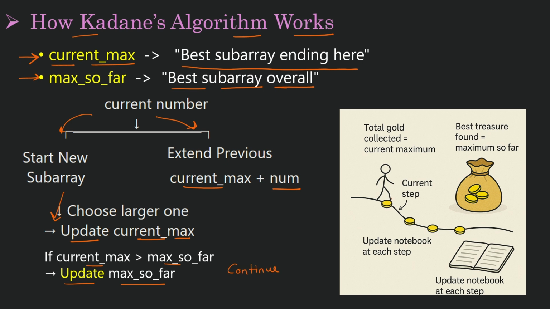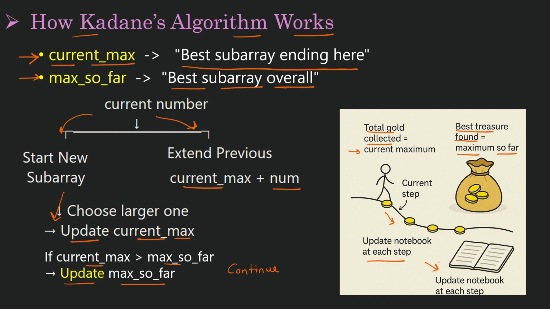Let's connect this to our treasure hunt analogy. Each number is a step on the path, and the current maximum is the total gold collected on the path ending at the current step. At each step, you decide: do you start a new path with just this step's coins, or add this step's coins to the previous path's total? The maximum so far is the most gold you've collected on any stretch of the path. You update your notebook at each step to track the best treasure found.